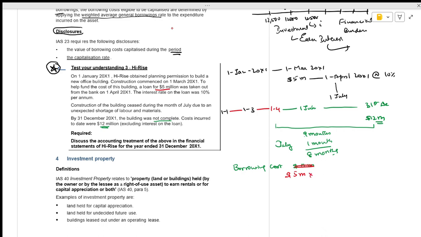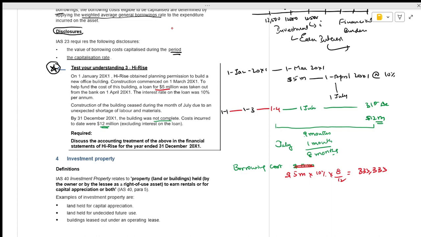What is the rate of interest? 10%. And for how many months? 8 by 12. So 5 million times 0.1 times 8 divided by 12 comes to 333,333. Now it has to be added.